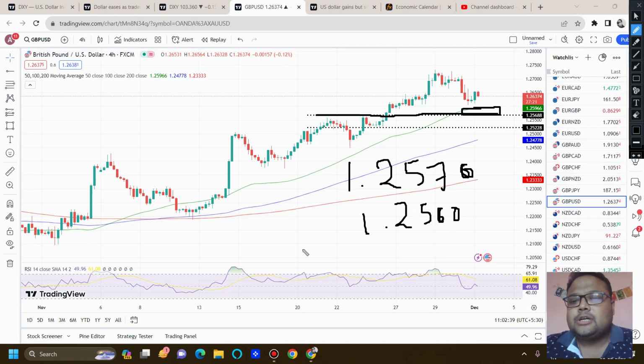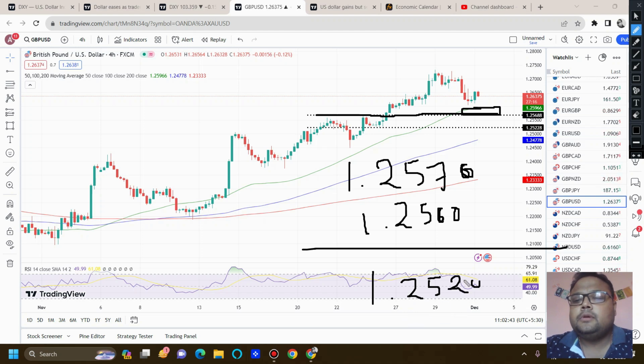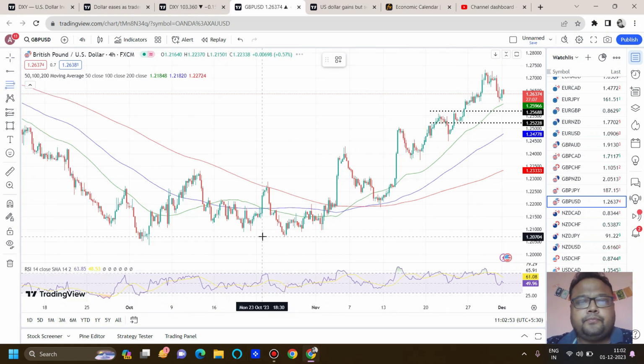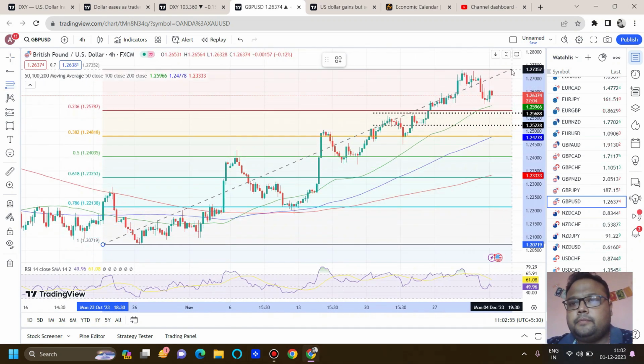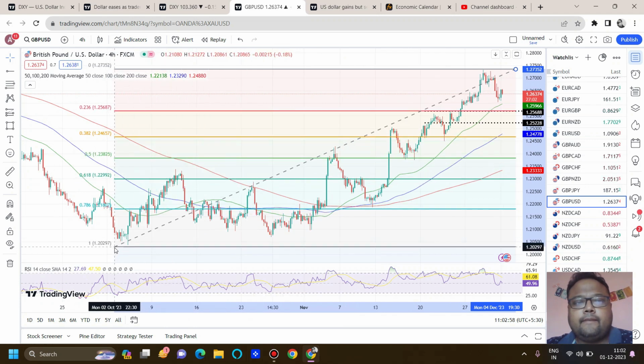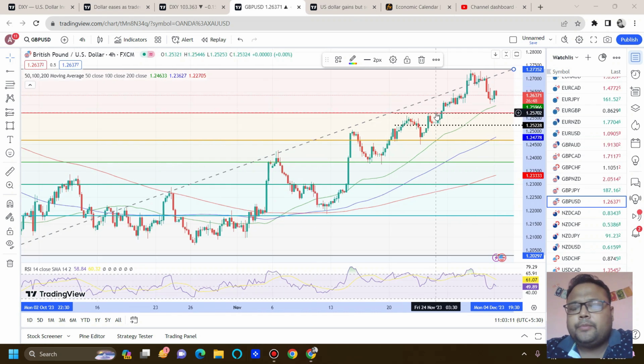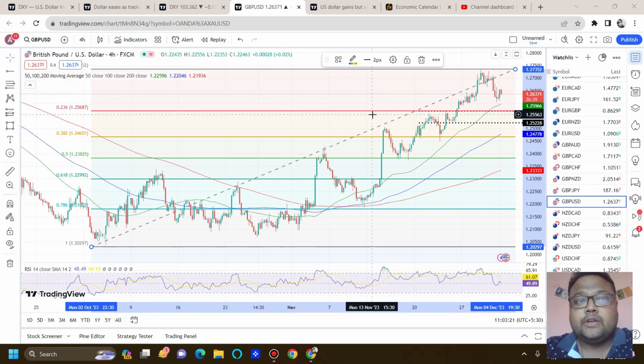The second support on the chart of GBPUSD is around 1.2520 to 1.2500. Let me show you. Here we have used FIBO. You can see here around 1.2570 we have FIBO 7. Apart from the previous resistance working as support, along with that we also have the FIBO 23.6% retracement level.